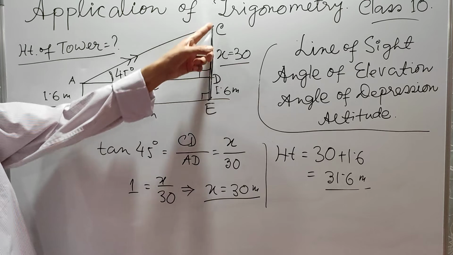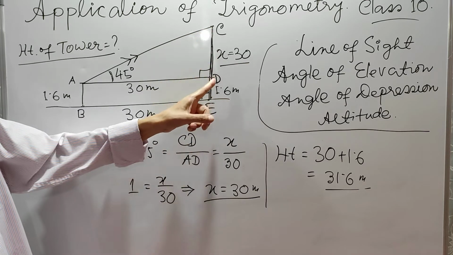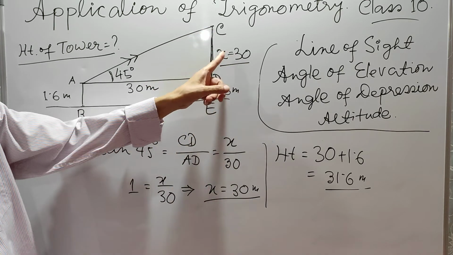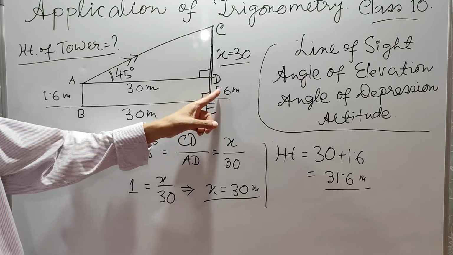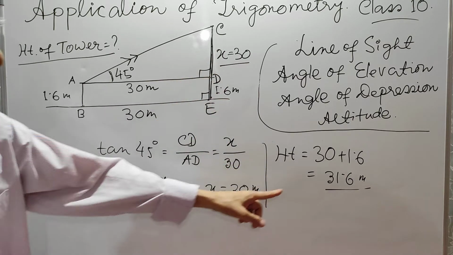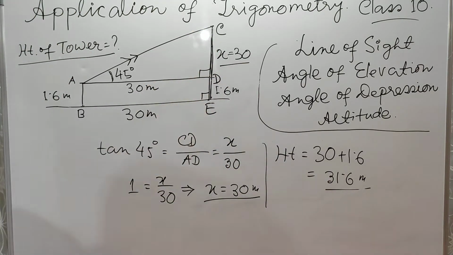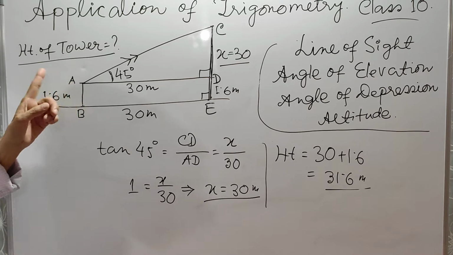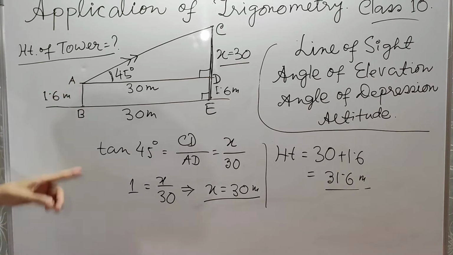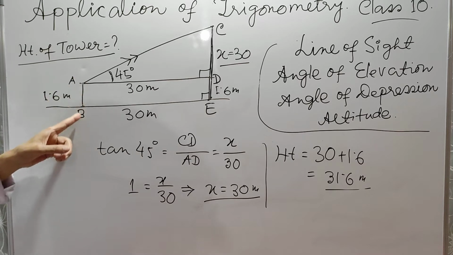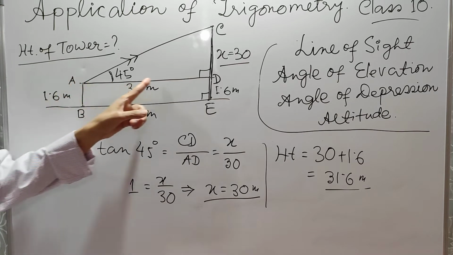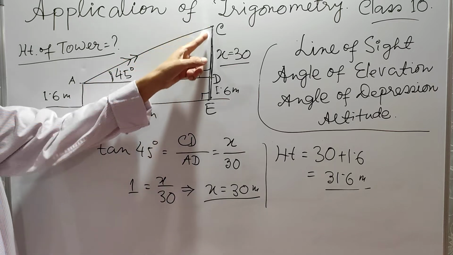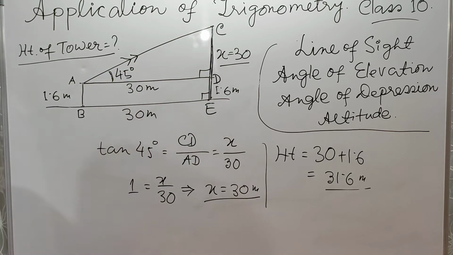So height of the tower is CE. CE is CD plus DE. Now CD is what? 30. X is 30. This is 1.6. So add them: 31.6. This is the answer, the height of the tower. Now this is a unique case where we have taken into account the position of the eyes. So A is the position of the eyes. Therefore, this is horizontal. Now we have to consider this right angle triangle. Is it clear?